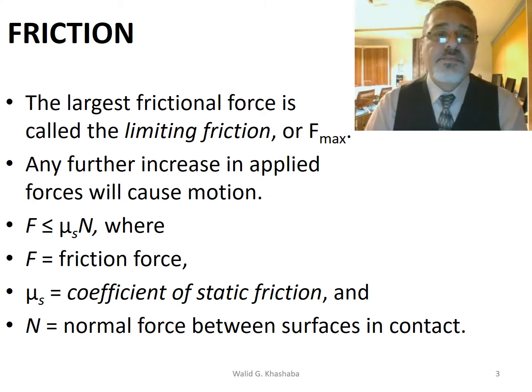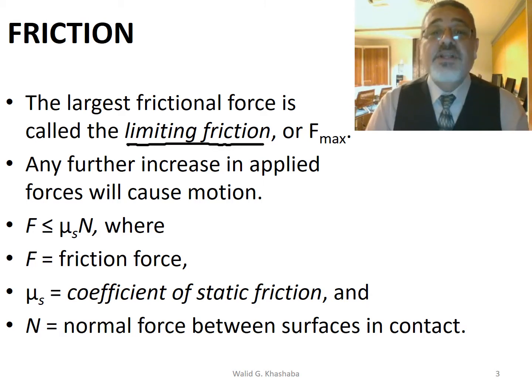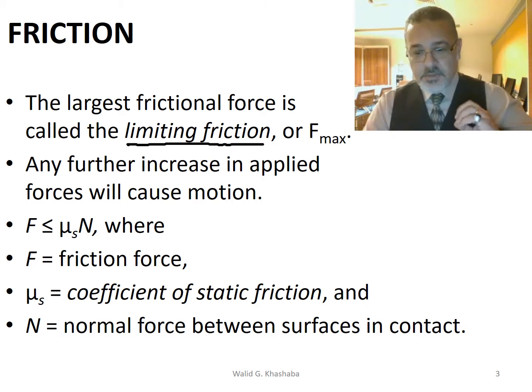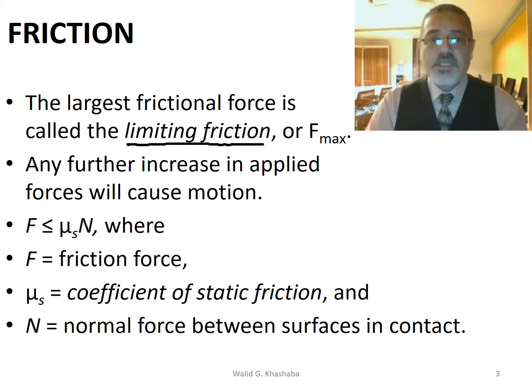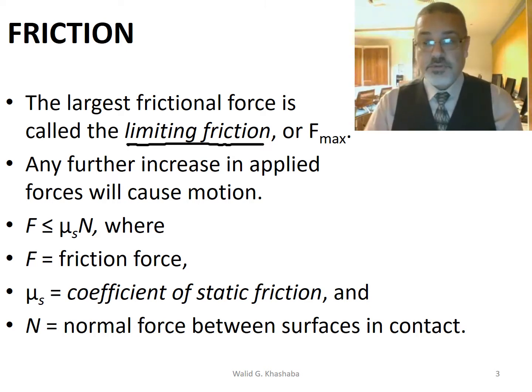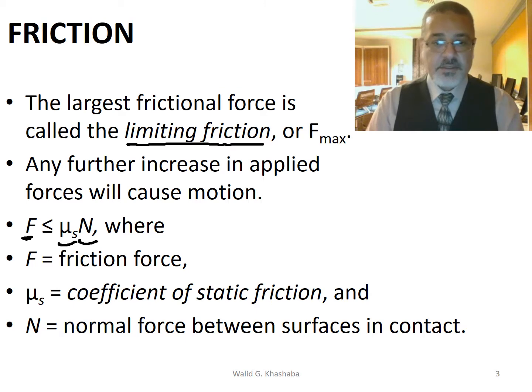The largest frictional force is called limiting friction. When the load or the force on the body comes to the maximum, to the fullest, or Fmax, any further increase in applying forces will cause motion, will cause the body to move. F, of course, should be smaller than or equal to mu s times N.